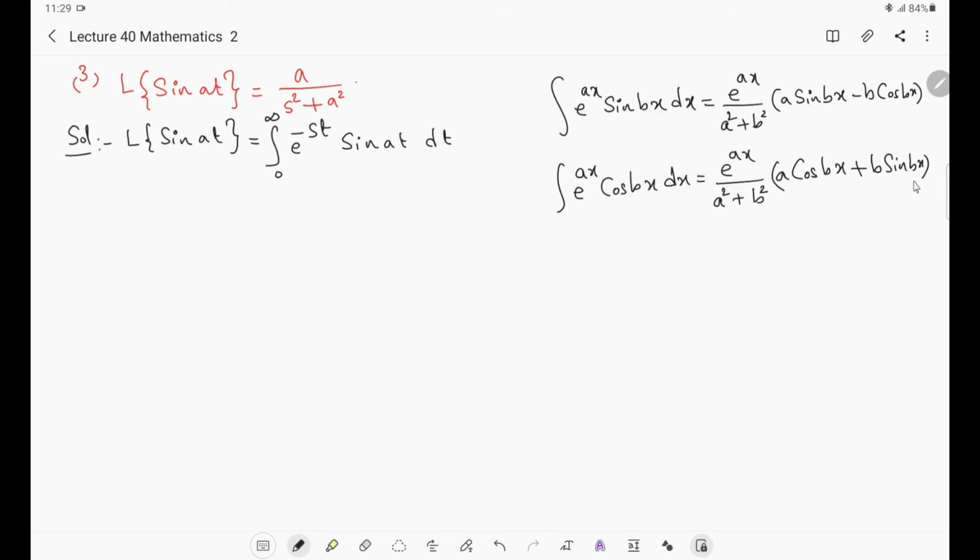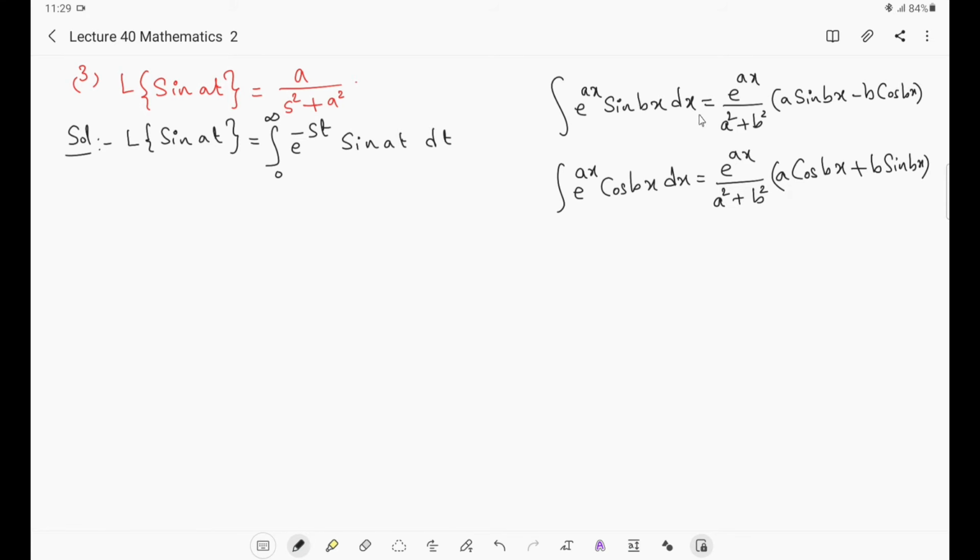These are the two formulae. The first one is integral e power ax sin bx. The value of this integral is given by e power ax by a square plus b square, a sin bx minus b cos bx.